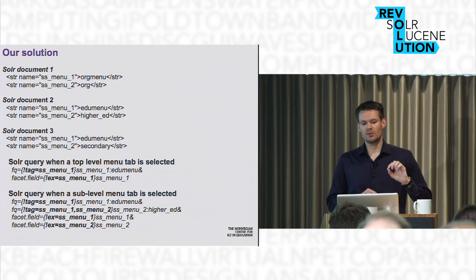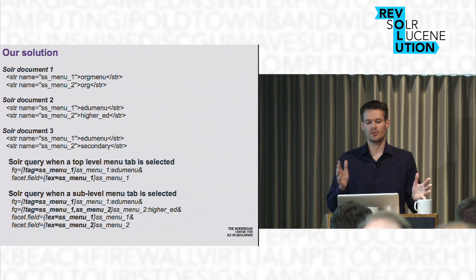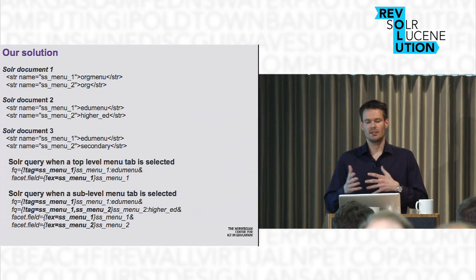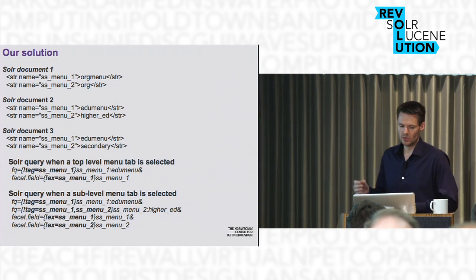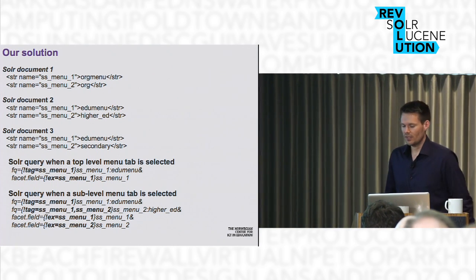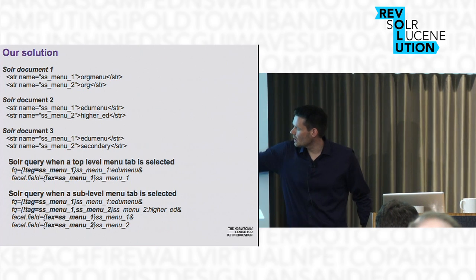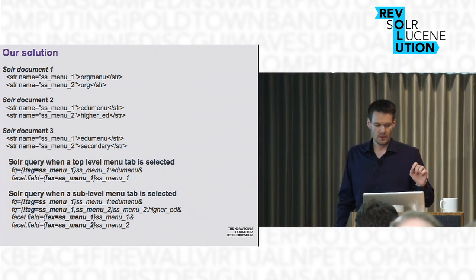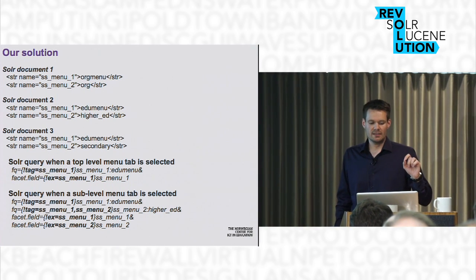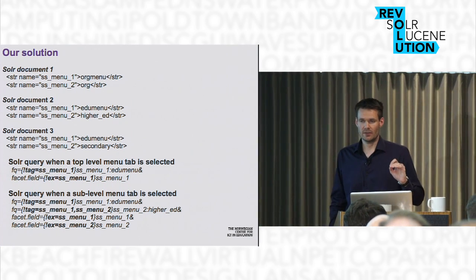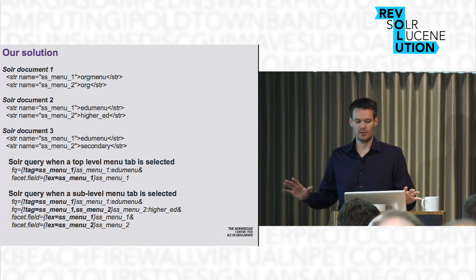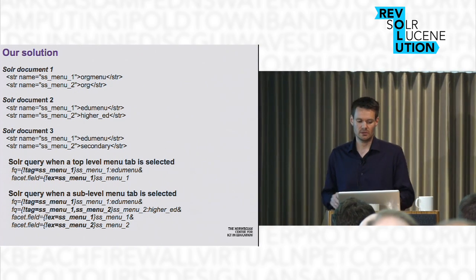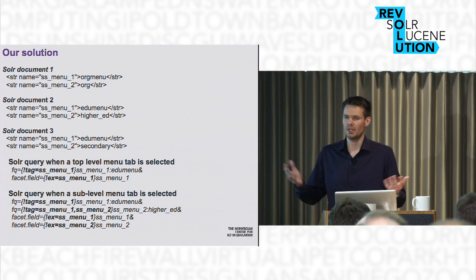But the trick is to facet on them, and filter out search results without filtering out the counts from the facets. So the way you do it, this is on the first example: when you click on a top-level menu item, you tag your filter query that will filter the results. You tag it with a name. Any name will do. As I used here SS menu 1, it could be Acme.